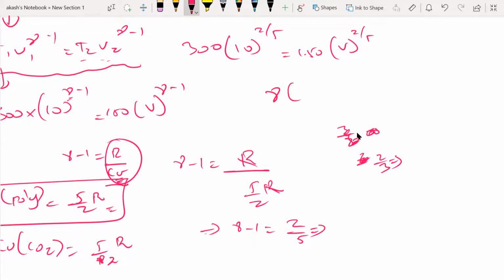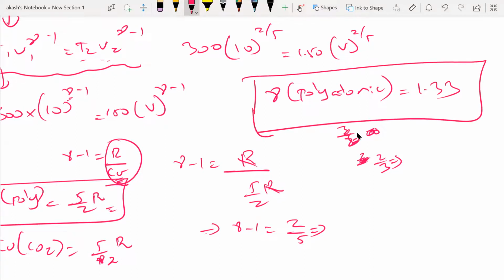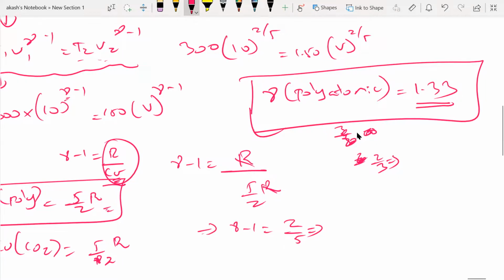Gamma value for a polyatomic gas, I'll anyways tell you how exactly this is happening. Remember that gamma value for a polyatomic gas is 1.33. Always remember this. This is a constant value you can always use. So if gamma is 1.33, gamma minus 1 should be 0.33. Hope you're able to get this, right?